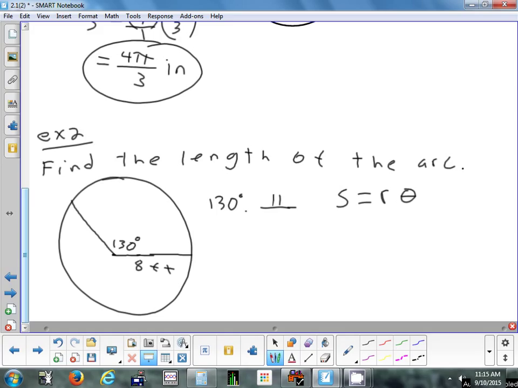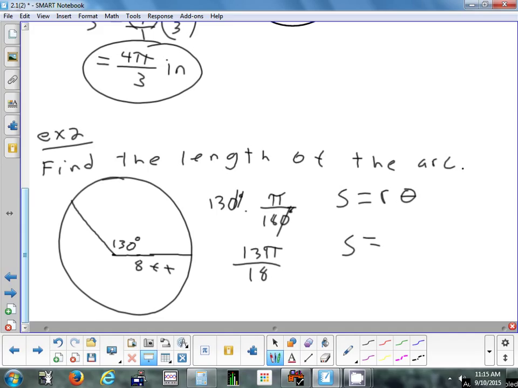Multiply by pi. Good. Divide by 180. Okay, so degrees are gone. In fact, I can divide by 10. That's gone. So my angle is 13 pi over 18. Okay, now I'm ready to plug into the formula.